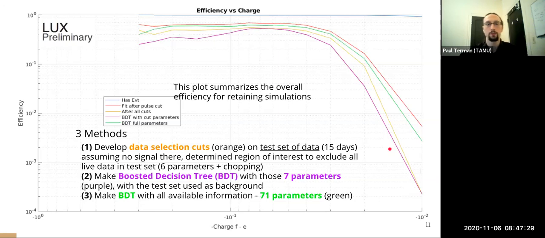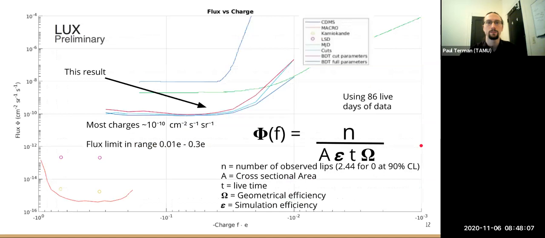We then use those same parameters and we toss them into a machine learning boosted decision tree. We get the purple line here. It's a little bit worse, but it can be looked at as a verification of our previous data selection method. And then we open up the boosted decision tree to allow for all the information that we can give it, 71 parameters, and that gives us the green curve here where we see an improvement in simulation efficiency in all charges except for the 0.3 charge. But going down to 0.01 charge on the other side here, it's an improved efficiency.